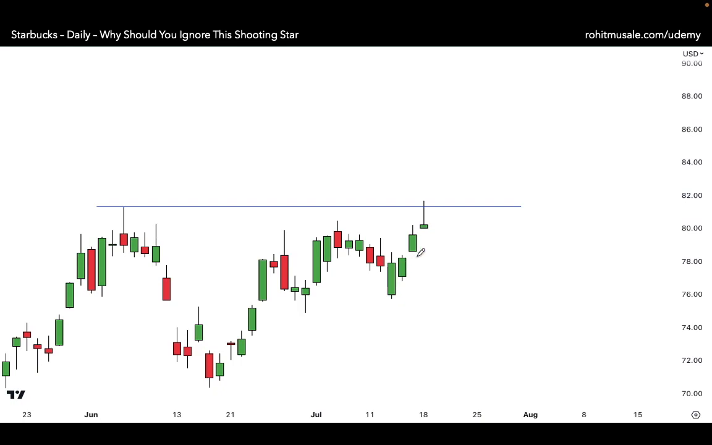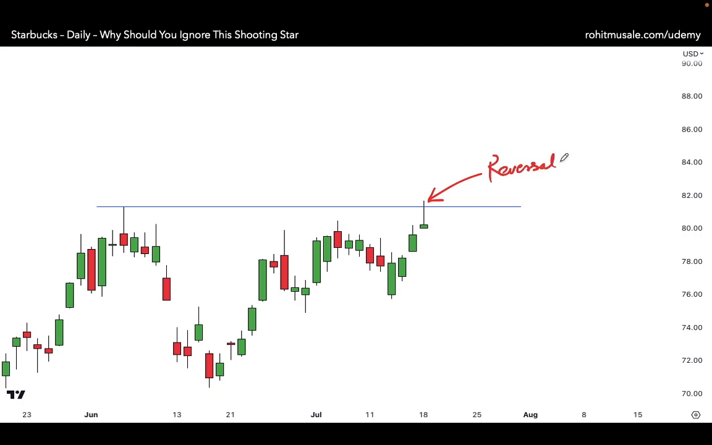So now you have a situation where you have support here and you have resistance here. So what can you expect the market to do next? You can expect the price to get sandwiched between these two lines, the resistance and the support. Moreover, this candle is a bearish reversal pattern.